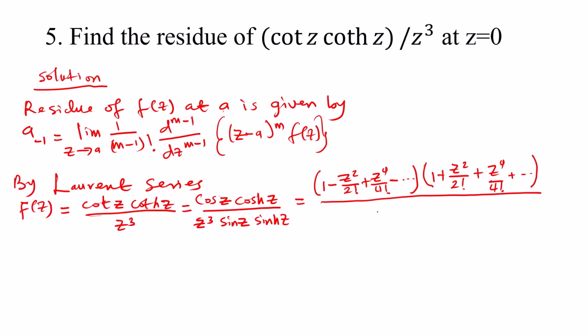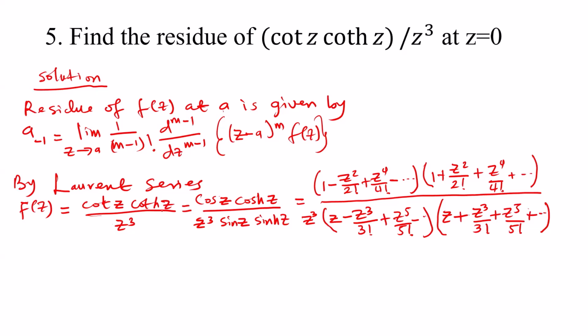z minus z cube over 3 factorial plus z5 over 5 factorial minus and so on, which is multiplied by z plus z cube over 3 factorial plus z5 over 5 factorial plus and so on.